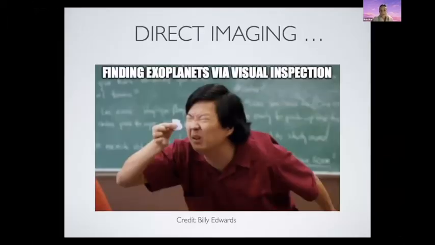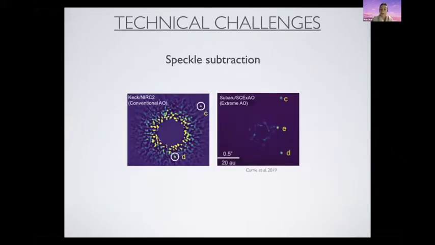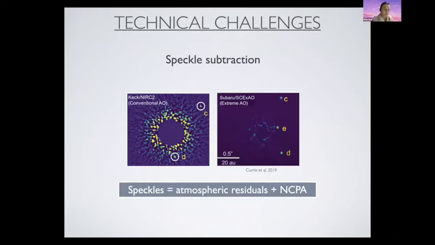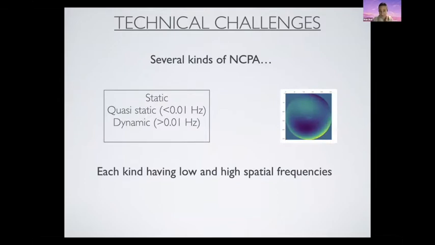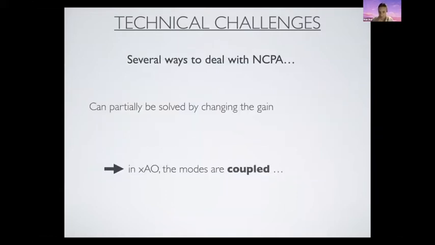So as you know, direct imaging of exoplanets is extremely challenging, and this is for several reasons. The main one is speckle subtraction: the speckles that mask the exoplanet signal are a mix of atmospheric residuals and non-common path aberrations. I guess you all know what it is. They have been introduced quite a lot in the previous talks, and there are several kinds of NCPA: the static, the quasi-static, and the dynamic. And each kind has low and high spatial frequencies.